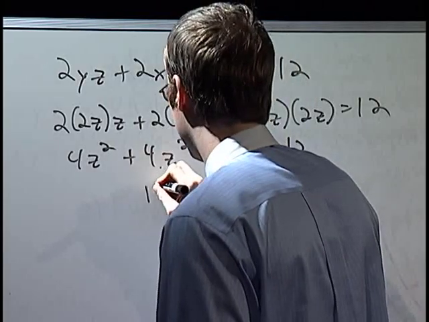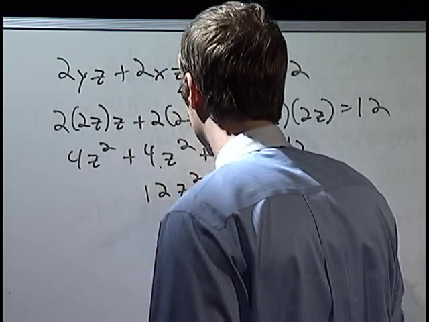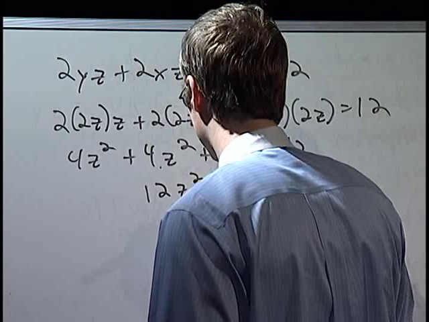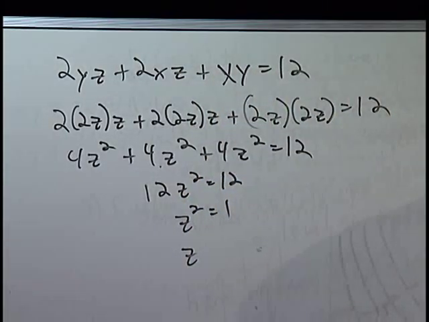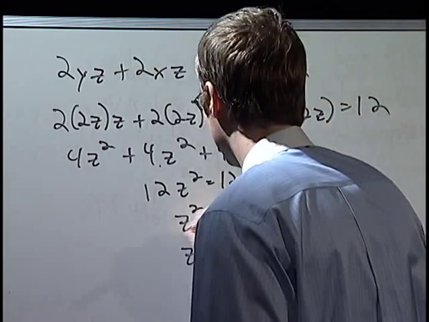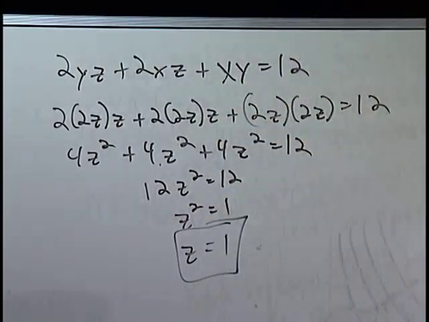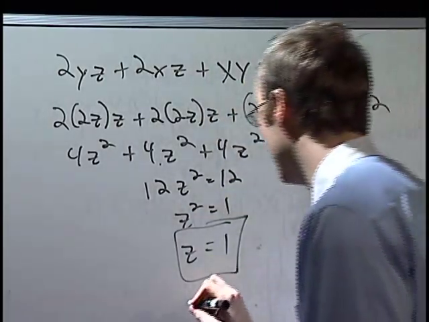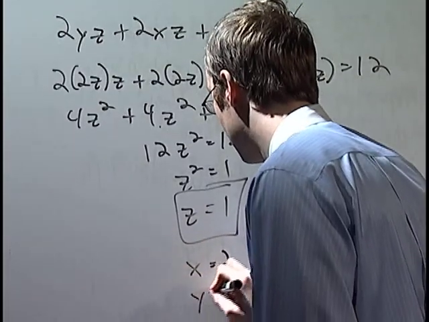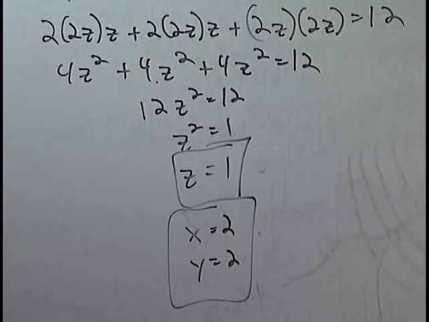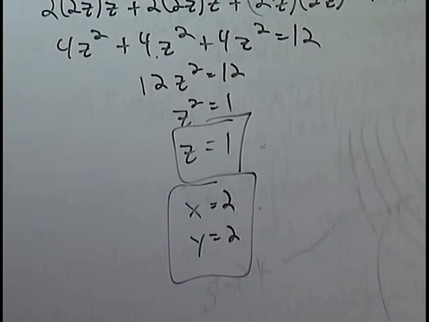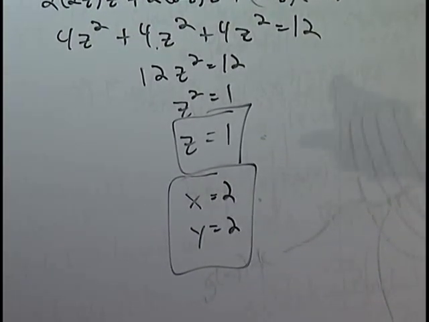That means that 12z squared equals 12, so z squared equals 1. Well, z is the height of a rectangular box. It can't be negative, so z must equal 1. Okay, this is great. So z is 1, which means x is 2 and y is 2. And these are the exclusive points to satisfy this.